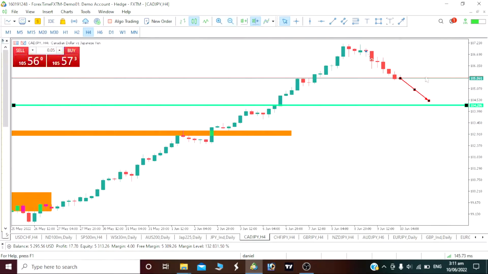Same thing with our 4-hour time frame. As you can see, our price is now actually falling. We are actually now on a downtrend on our CADJPY. Today too would be having a downtrend. Our CAD will actually be falling.